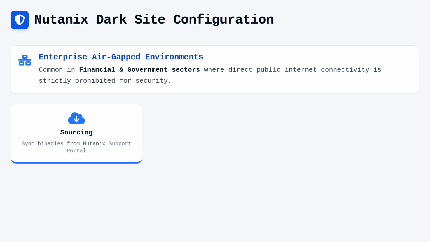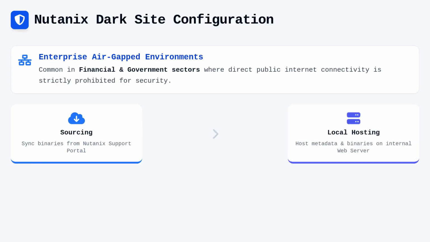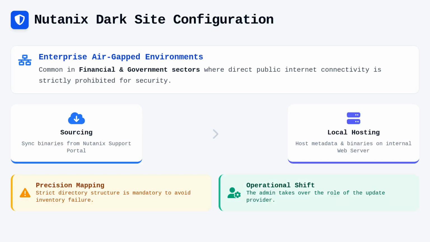A dark site configuration requires you to host the LCM repository metadata and software binaries on a local web server within your secure network. You must ensure that this local repository is kept in sync with the public Nutanix support portal, as the LCM service will point towards your internal URL instead of the default Nutanix backend. Setting this up correctly involves precise mapping of the repository files, as any mismatch in the directory structure can cause the local upgrade inventory to fail. It is an exercise in infrastructure discipline. You are essentially taking on the role of the update provider that Nutanix usually manages for internet-connected clusters.